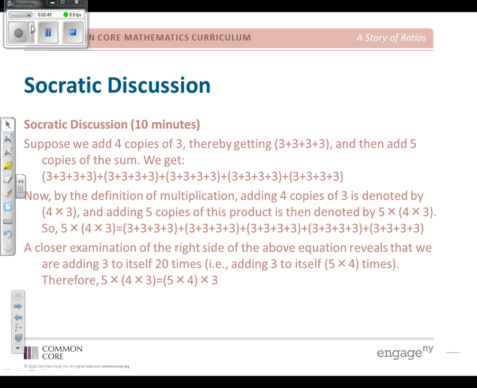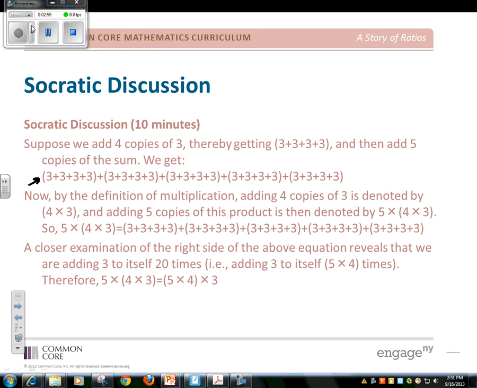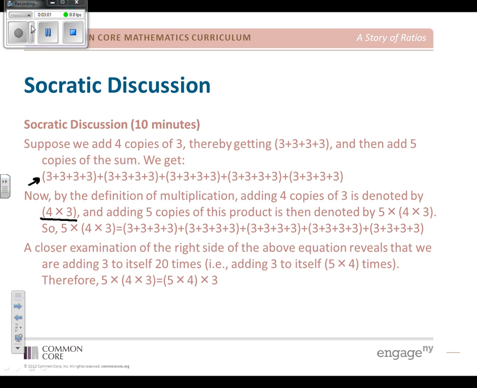See those 5 copies right here. And then let's say we take the definition of multiplication and understand that 4 copies of 3 can be denoted by 4 times 3. And adding 5 copies of this product denotes 5 times the product 4 times 3. So we get 3 in expanded form added together.